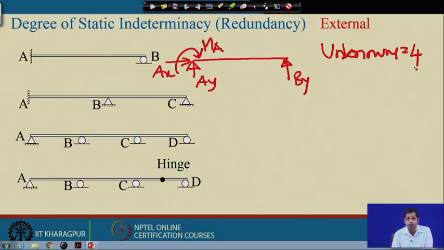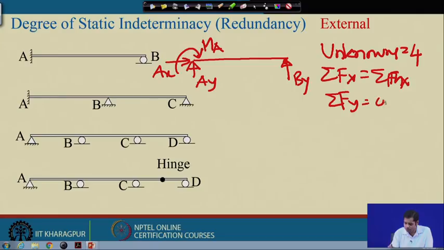And then how many equations are available? We have 3 equilibrium equations, summation of Fx is equal to 0, summation of Mx is equal to 0, and summation of Fy is equal to 0. These are the 3 equations we have. So, the degree of static indeterminacy is 4 minus 3 is equal to 1.